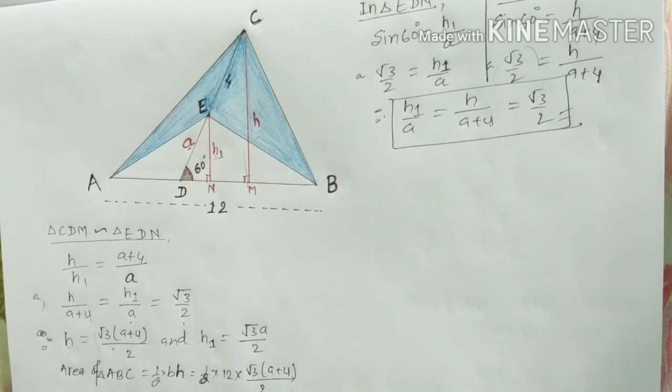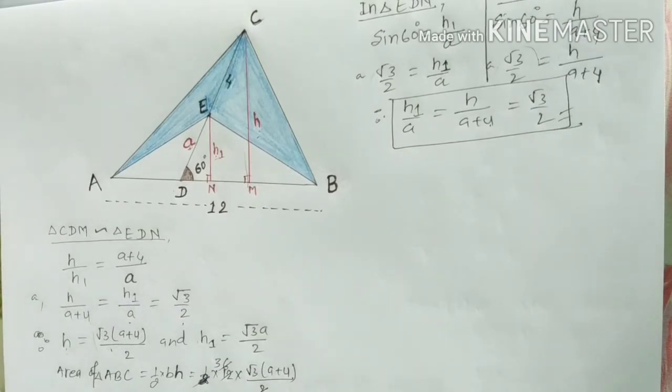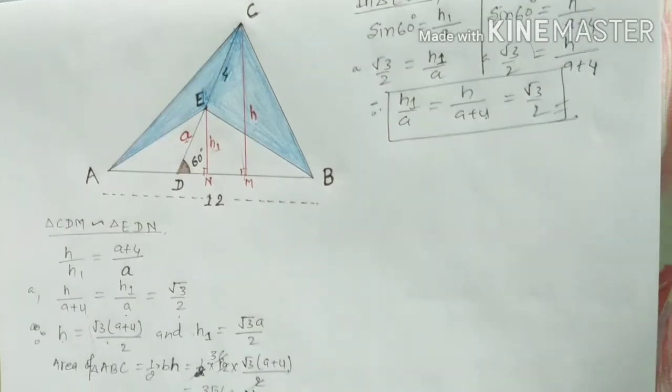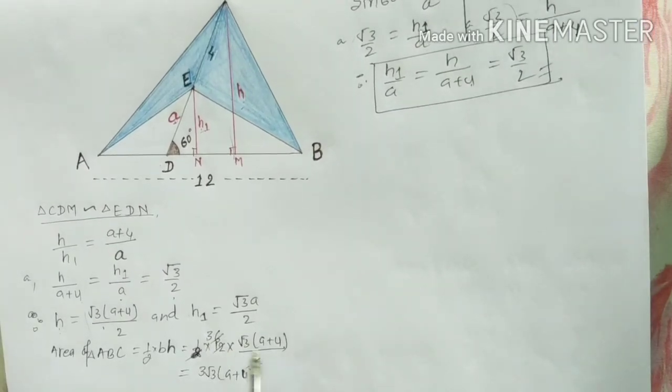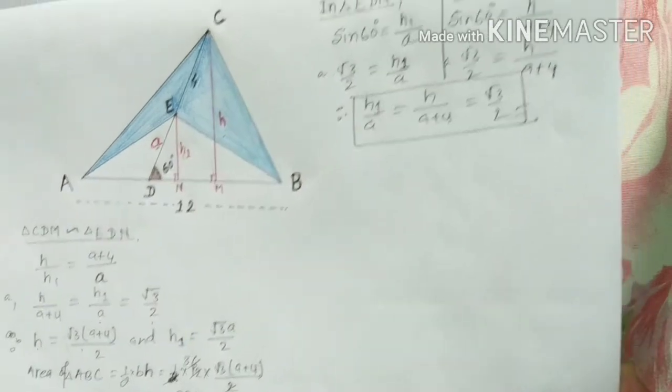Now we can cancel: 2 sixes are 12 and 2 threes are 6. So it becomes finally 3 root 3 times (a plus 4). So this is the area of triangle ABC: 3 root 3 times (a plus 4) is the area of triangle ABC.